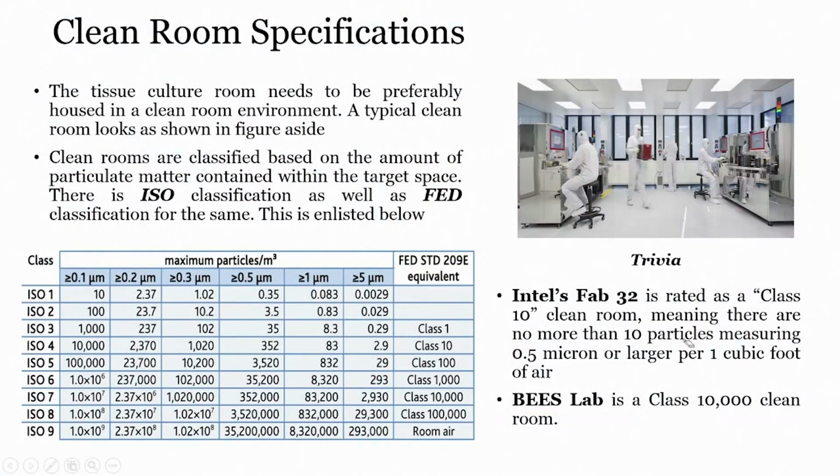So, if you see the screen, what you see here is Intel Fab 32, which is rated as a class 10 clean room, meaning there are no more than 10 particles measuring 0.5 micron or larger per 1 cubic foot of air, right. You can see class 10, no more than 10 particles.